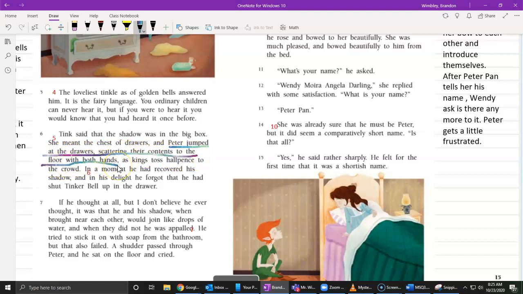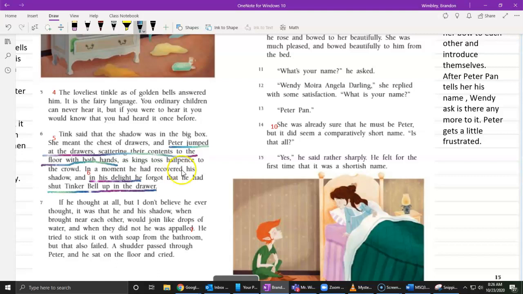Now what else do I know about Peter? Then he had recovered his shadow, and in his delight he had shut Tinkerbell up in the drawer. So that's going to be another one that I'm going to put. In his delight, he shut Tinkerbell up in that drawer. Peter's so focused on his shadow, he's not even thinking about Tinkerbell.